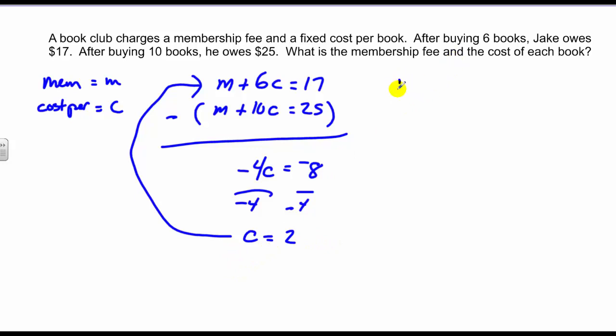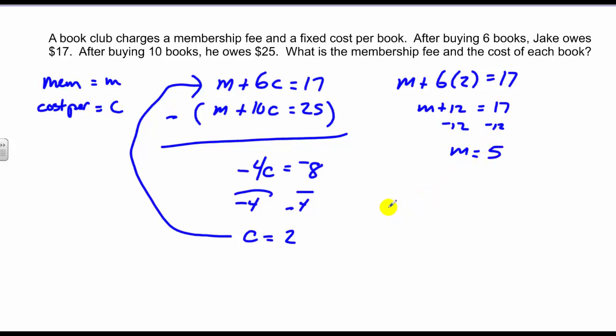I need to substitute that back up to get the membership fee. So I have the membership plus 6 times 2 is equal to 17. That's M plus 12 is 17. Subtract 12. Get M equals 5. So the membership is 5 and the cost per book is 2.